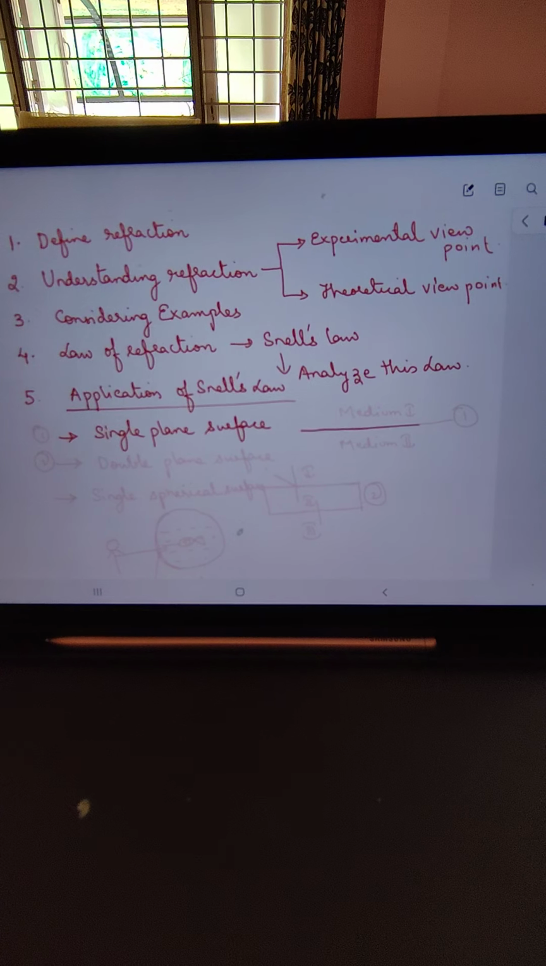There is one medium, 1, and this is medium 2. And the boundary separating these two mediums is a plane surface, right? So single. Next you can have a double plane surface. An example of this would be a parallel glass slab.